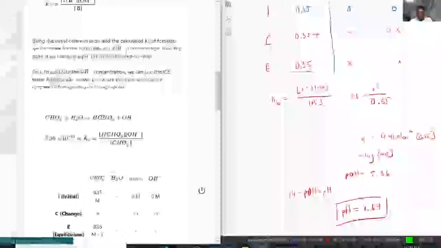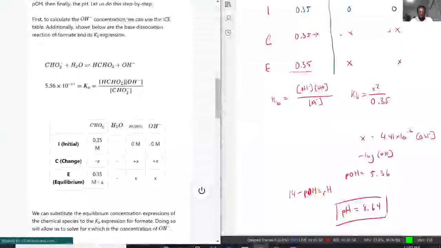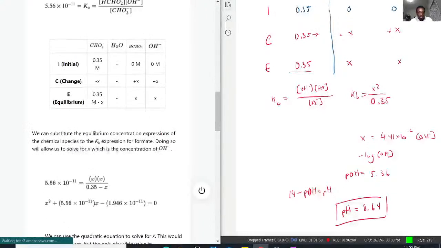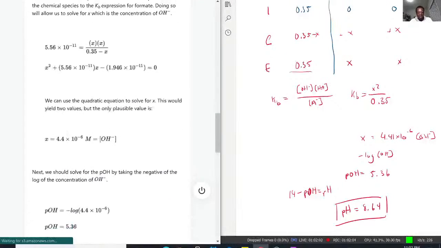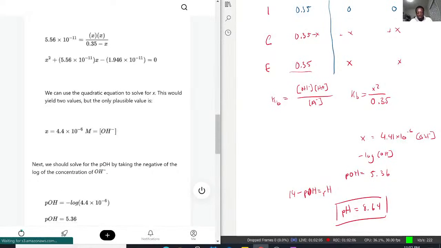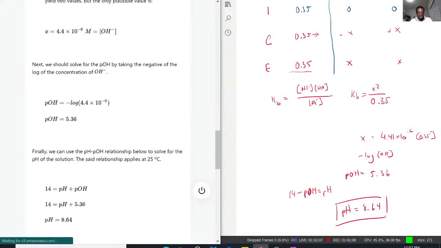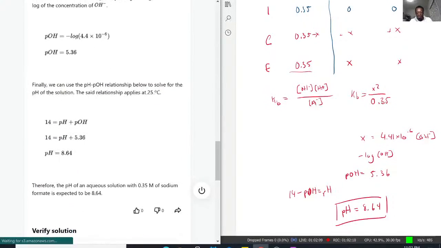And overall, they make sure that it says Kb, not Ka. So just make sure you check over your work. But overall, their concentration of OH minus should be 4.4 times 10 to the negative 6. And then they calculate the pOH, which is 5.36. So then the pH would be 8.64.